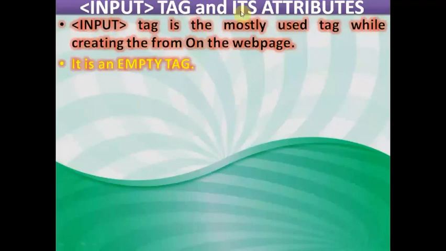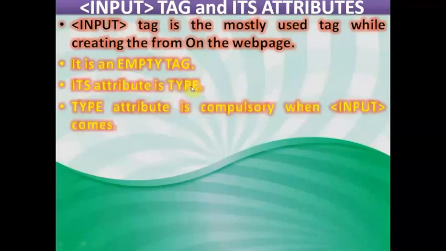First number, the input tag is the most used tag while creating a form on the web page. And next number, it is an empty tag. It is not a container tag, it is an empty tag. Its attribute is type. Remember, this is the main attribute. Whenever you use the input tag, you have to give the type attribute along with it. The type attribute is compulsory when the input tag comes.